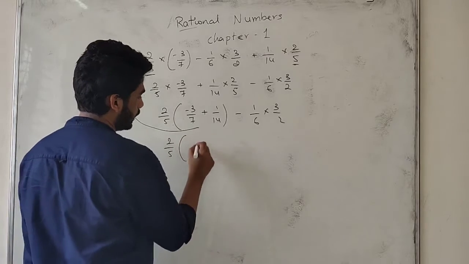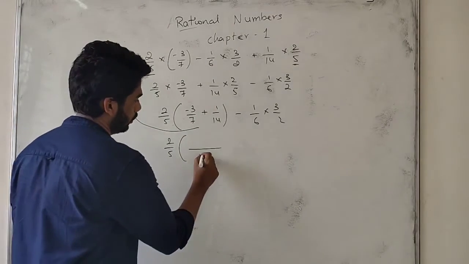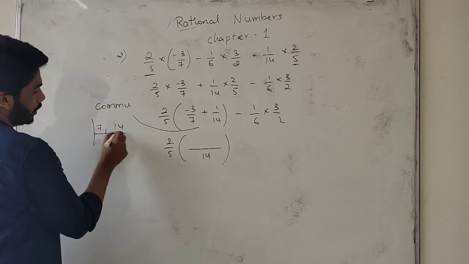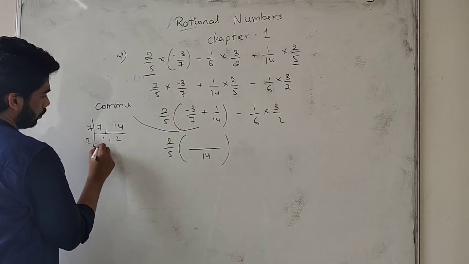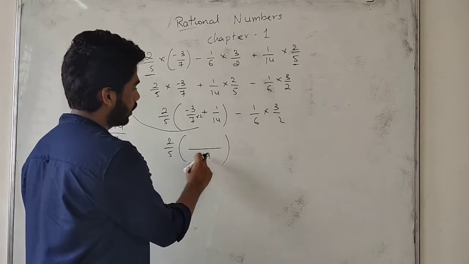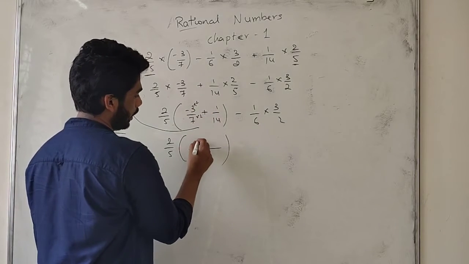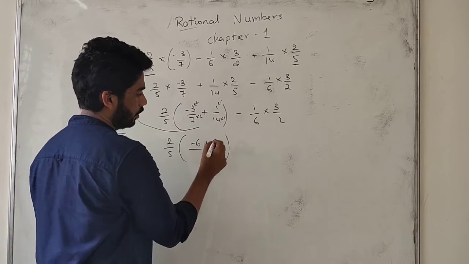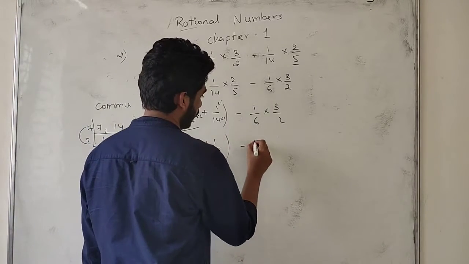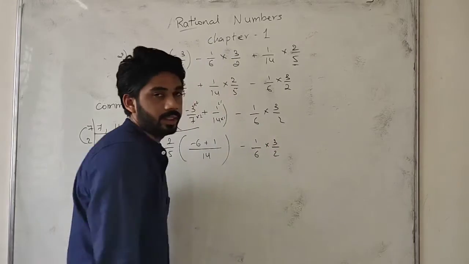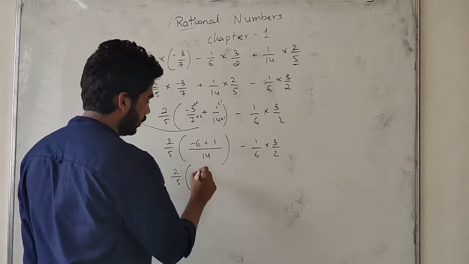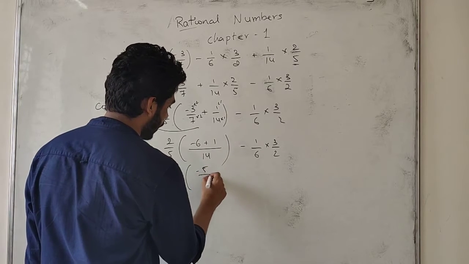If we further solve this, what will we get? 2 by 5 into, for 7 and 14, the LCM is 14. How will we take it? 14 divided by 7 is 2, so multiply by 2. Here, 7 twos are 14, so minus 3 twos are minus 6, plus 1 by 14, which is 1. Minus 6 plus 1 divided by 14. So 2 by 5 into minus 6 plus 1 is minus 5 by 14.